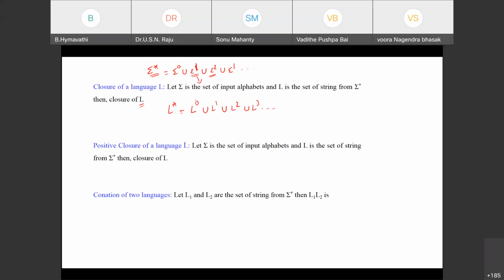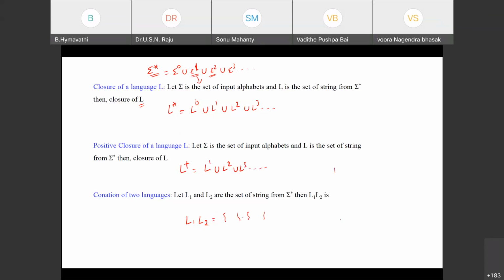Then what is the positive closure of this? That is L plus. Can you tell me the formula for L plus? L1 union L2 union L3, and so on. Then concatenation of two languages, L1 L2. So what is L1 L2? The language set of all strings of L1 concatenated with all the strings of L2.